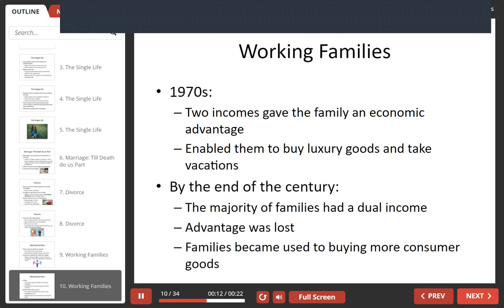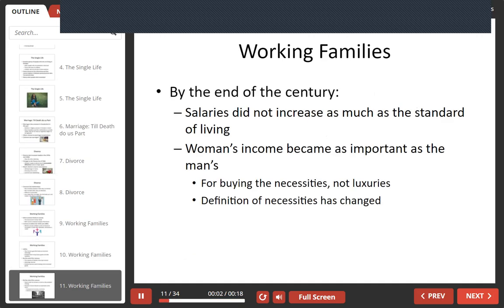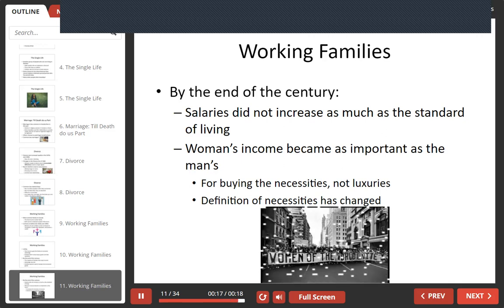Then, by the end of the century, the majority of families had a dual income. The advantage became lost because families became used to buying more and more consumer goods. So by the end of the century, salaries did not increase as much as the standard of living. And the woman's income became as important as the man's for buying the necessities, not luxuries. And the definition of necessities has totally changed.